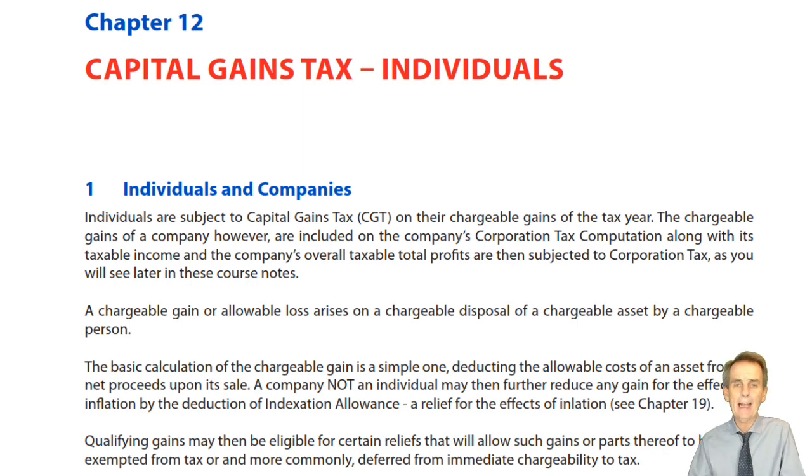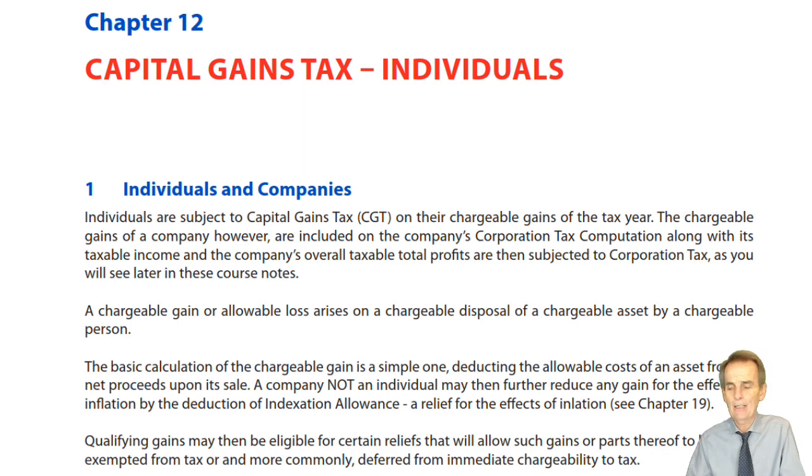Now, how do we make a capital gain? In essence, it's a very simple idea. I buy an asset, what we'll call in a moment's time a chargeable asset, for say £20,000. Some months or years later, I then sell that asset for £30,000. I've made a gain. Sales proceeds 30, less cost 20. I've got a gain of £10,000.